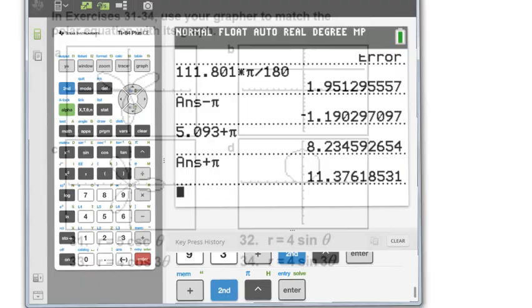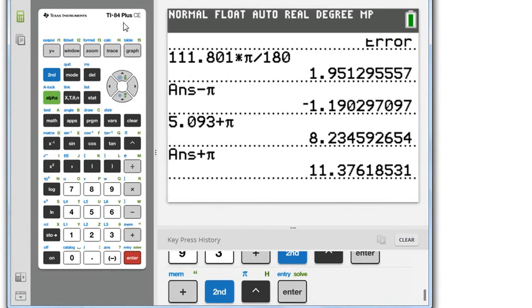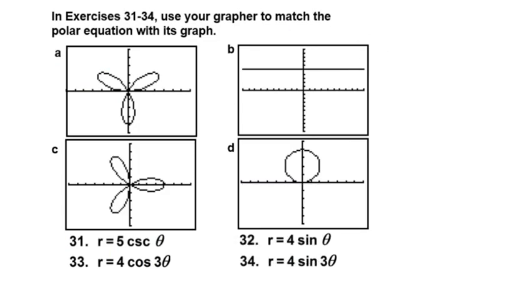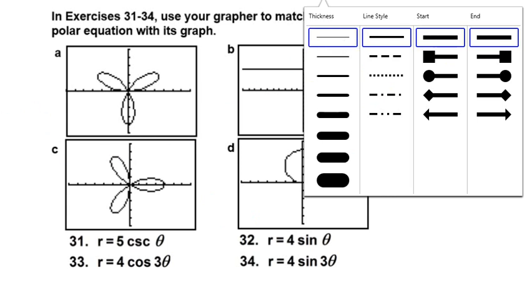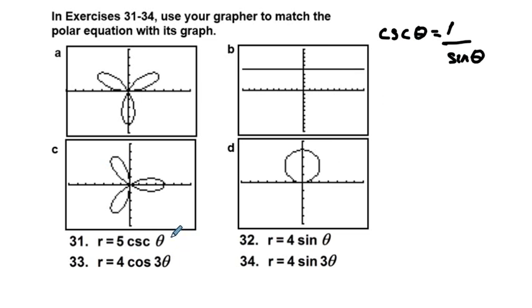Well, if we look at the calculator plate here on the left, I'm looking for a cosecant key, which would be CSC. I do not see it. But what I do know is that cosecant theta is the reciprocal of sine theta. So it equals 1 over sine theta. So we're going to use this to good effect and rewrite this equation here as, instead of 5 cosecant theta, 5 over sine theta. So that's how we're going to graph problem 31 to see what matches here.